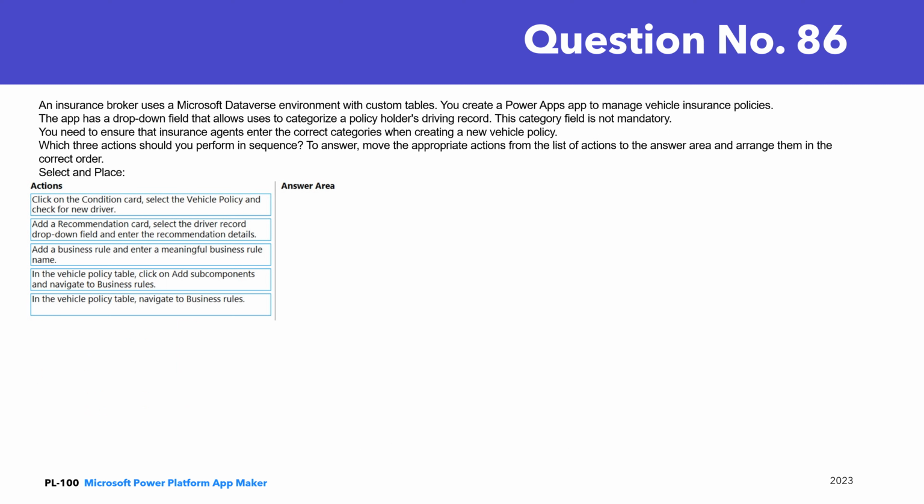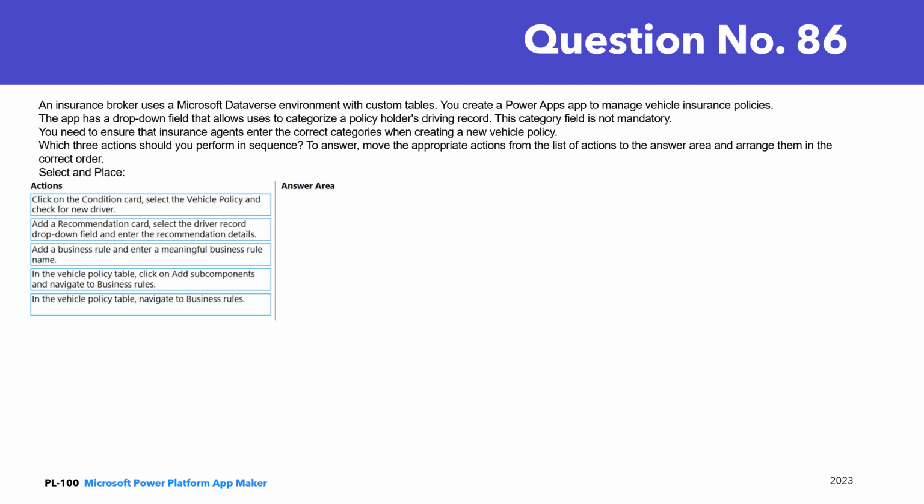An insurance broker uses a Microsoft Dataverse environment with custom tables. You create a Power Apps app to manage vehicle insurance policies. The app has a drop-down field that allows users to categorize a policyholder's driving record. This category field is not mandatory. You need to ensure that insurance agents enter the correct categories when creating a new vehicle policy. Which 3 actions should you perform in sequence? To answer, move the appropriate actions from the list of actions to the answer area and arrange them in the correct order.